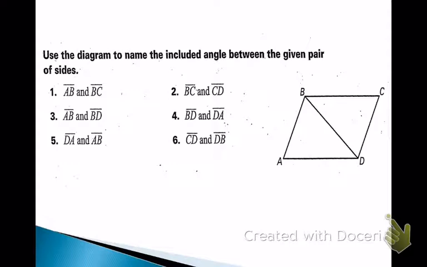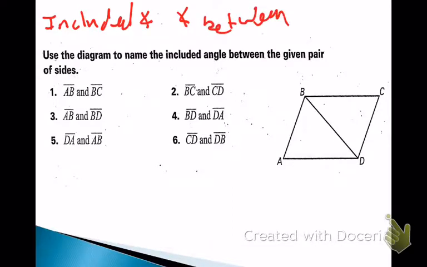Okay? And an included angle is an angle. So an included angle is the angle between two given sides. Or an angle that uses two given sides to form it, right?